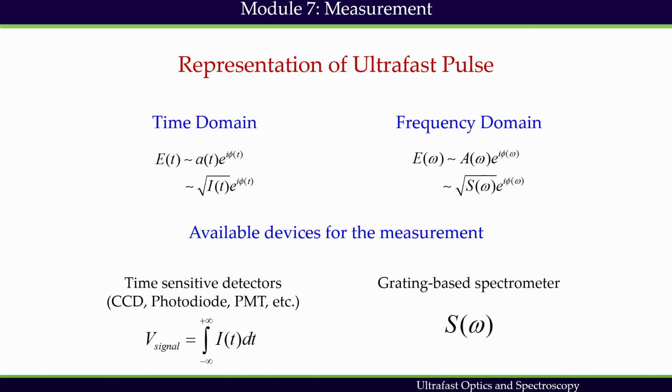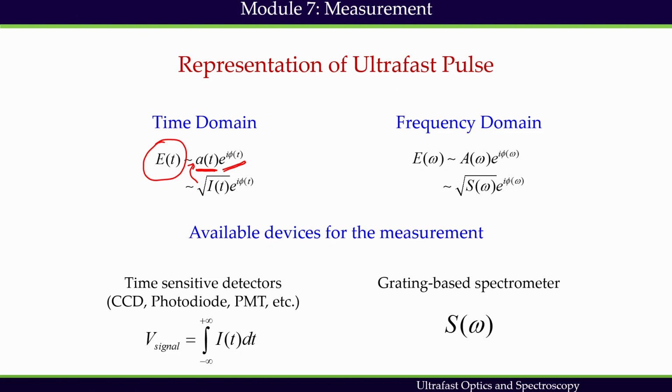In the time domain, we express electric field as a product of envelope function, field envelope, and carrier wave e to the power i phi t. And we have seen that this A(t) can be represented as square root of I(t).